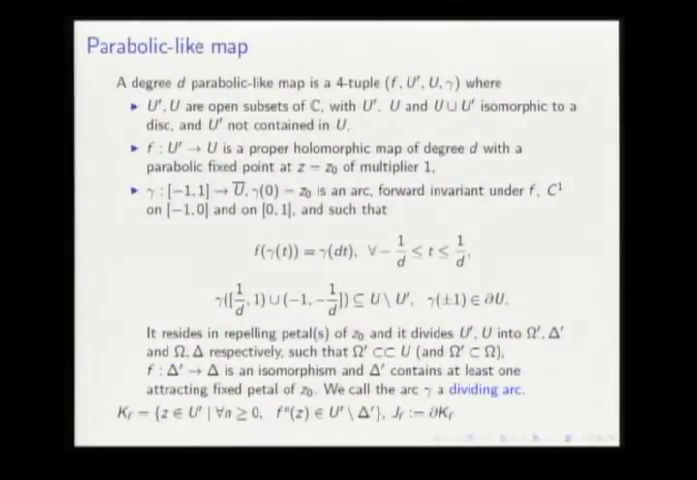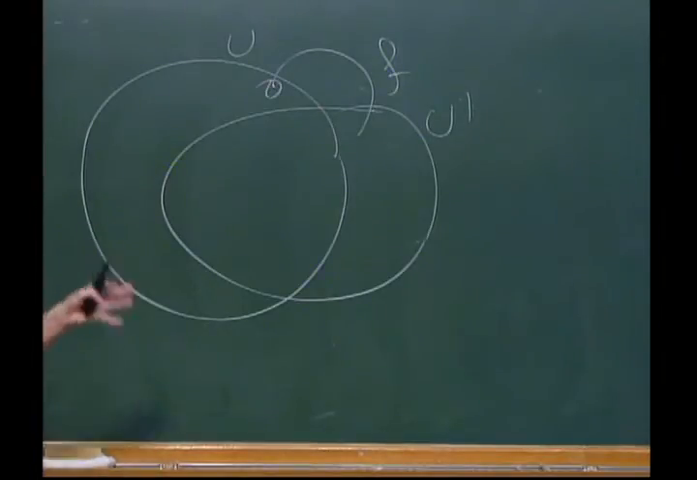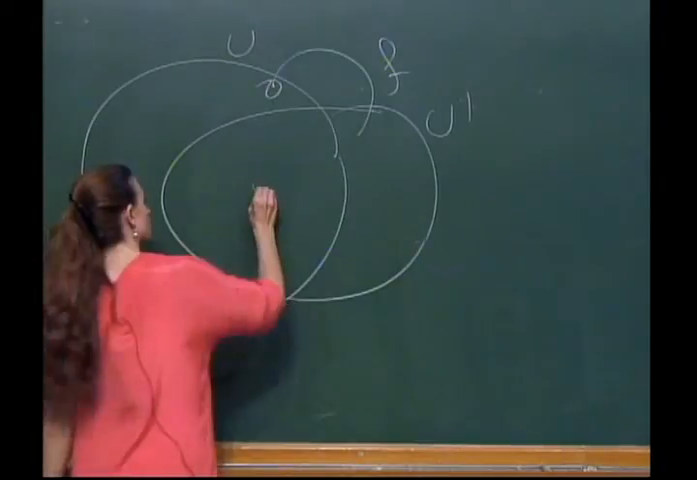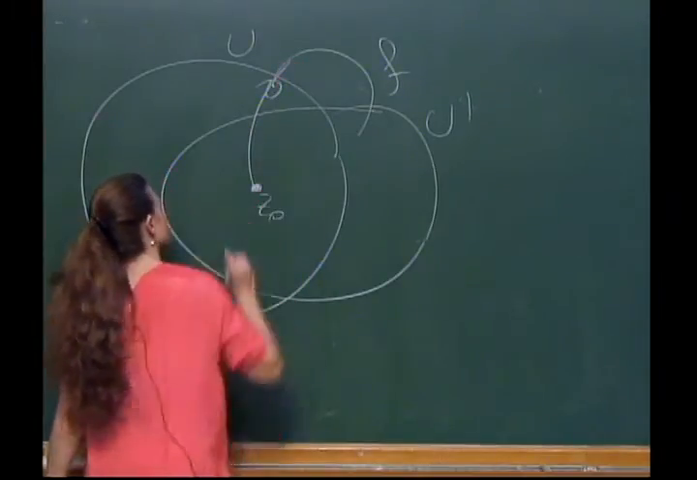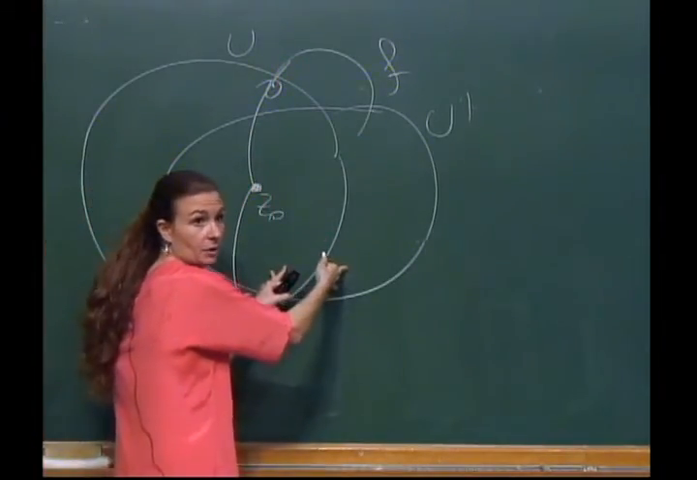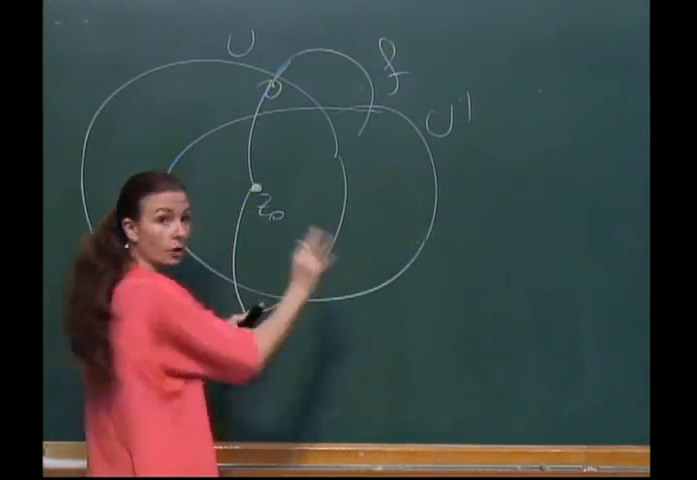What's a parabolic-like mapping? It's an object, a four-tuple, that consists of a map, F, that goes between a topological disk, U prime, to another topological disk, U, which doesn't contain U prime. And F is proper holomorphic, but it has a parabolic fixed point, let's call it zeta 0, of multiplier 1. And there is an invariant arc that we call gamma, dividing arc that it divides the parabolic petal, or parabolic petals, you can have 45 million petals here, you don't care, but you want all of them on this side.